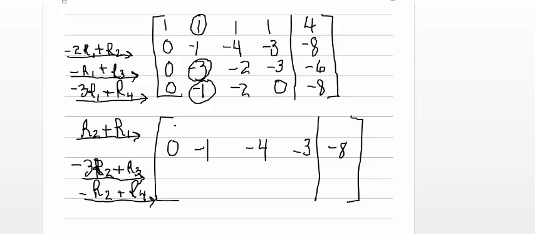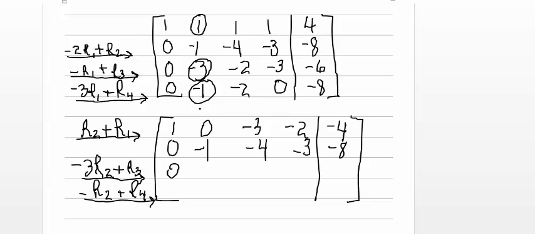So when I add row 1 and row 2 to get my new row 1, I get 1, 0, negative 3, negative 2, negative 4. Pause the video and check to make sure that's correct and that you understand where those values are coming from. Remember, I'm just adding the entry in row 1 to the entry in row 2 to obtain that new row 1.